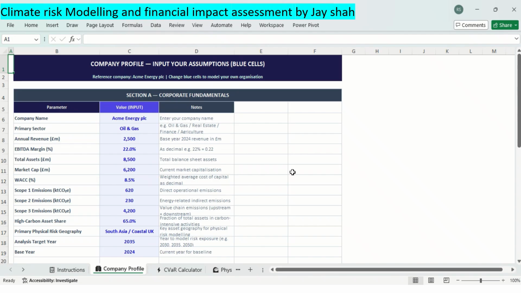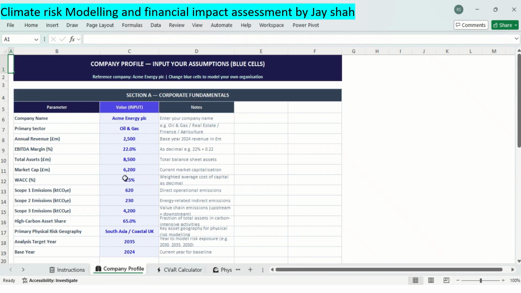Section A, which is corporate fundamentals, starts in the blue cell B5, where it covers all the hard-coded inputs. You can type them in based on your company, or use a reference company. Here I used the reference company Acme Energy PLC, a publicly listed oil and gas company. So here are the values, and why each one matters, in parameters, value, notes, etc.